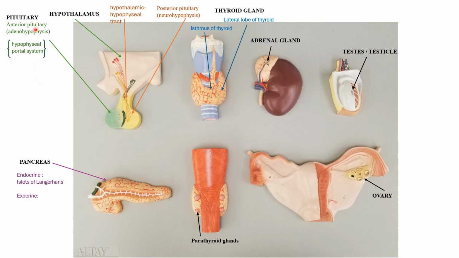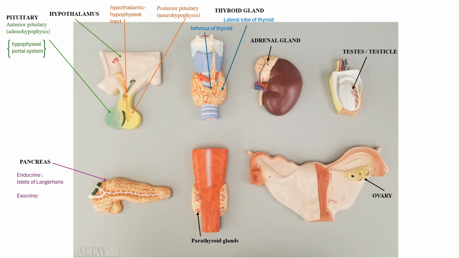So this is important to know, that in the anterior pituitary, the hormones from the hypothalamus are traveling via blood, and the system is known as hypophyseal portal system, whereas in the posterior pituitary, the hormones, they travel in the nerve axons, and this tract is known as hypothalamic hypophyseal tract. Okay, now let's move on to this diagram.